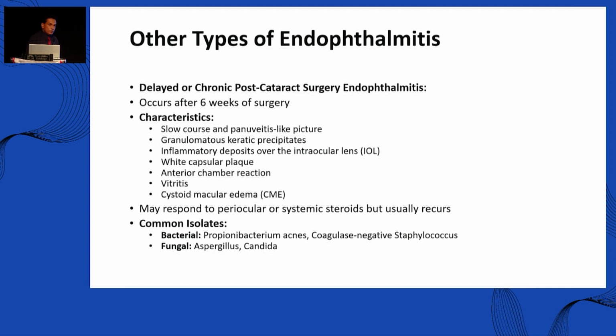In addition to that, other types of endophthalmitis are also very important. One is delayed or chronic post-cataract surgery endophthalmitis, which usually arises after 6 weeks. These are the characteristics. We see a lot of patients of this category as well. After about 6 weeks, sometimes somebody comes with chronic endophthalmitis.